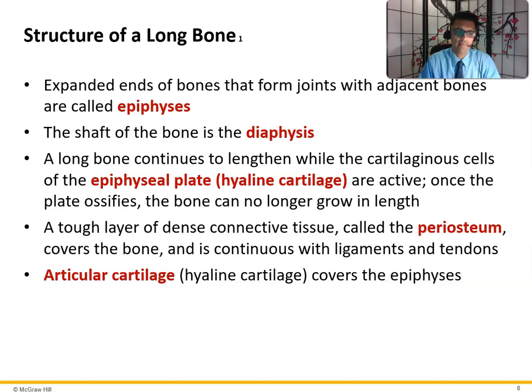Okay. You have a tough layer of dense connective tissue called the periosteum, which covers the bone and is continuous with ligaments and tendons. Sometimes when we have a fracture, we'll tear the periosteum. And then articular cartilage, hyaline cartilage, covers the epiphyses. Articular cartilage is hard to replace, if at all. So once you tear the articular cartilage, there's not much you can do. So when patients come in and say, hey, I'm bone on bone, well, their articular cartilage is no longer there to cushion, and they are rubbing truly bone on bone.